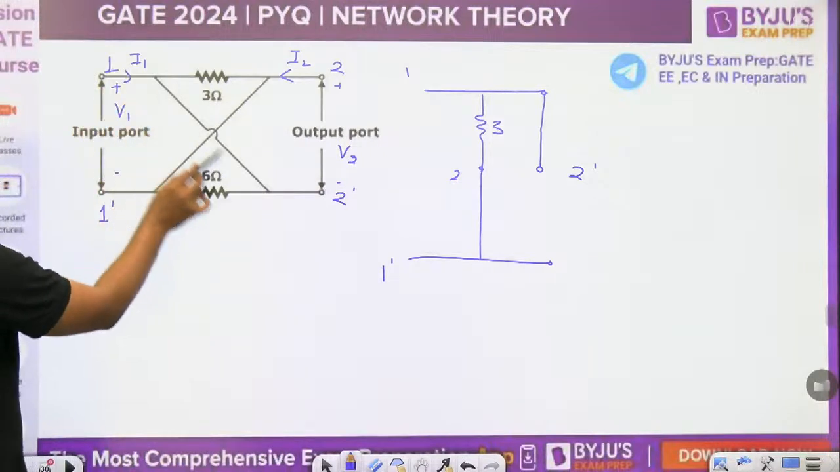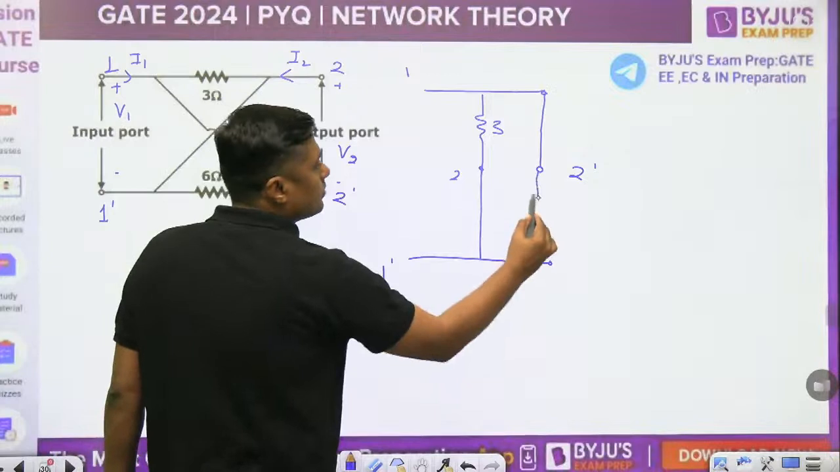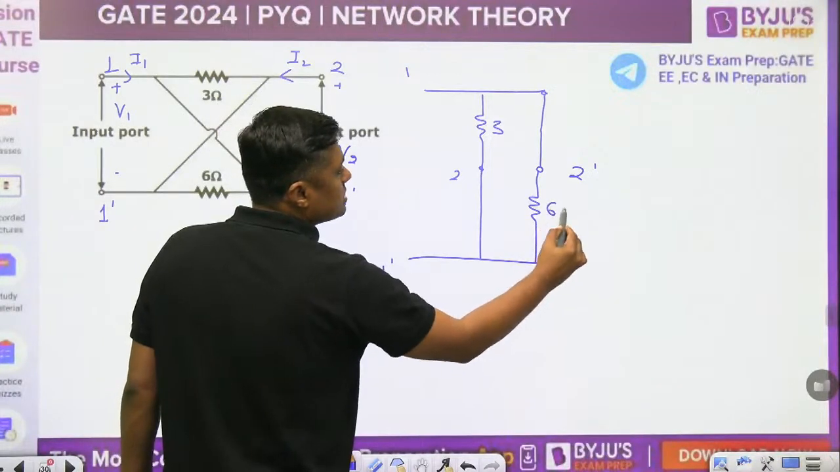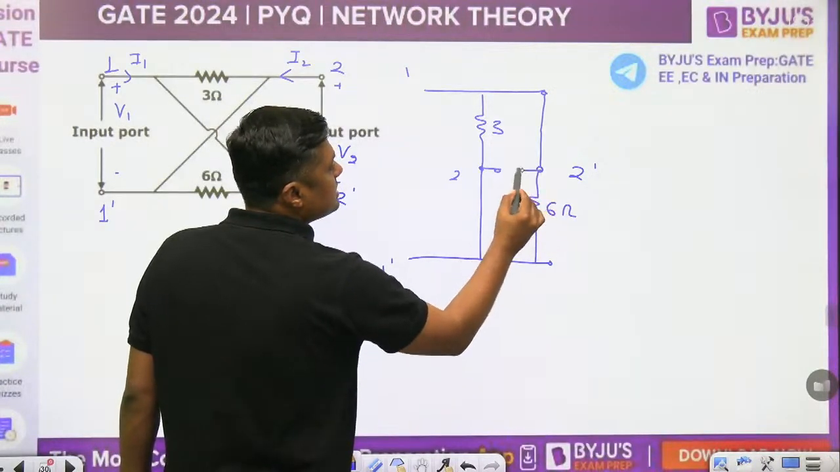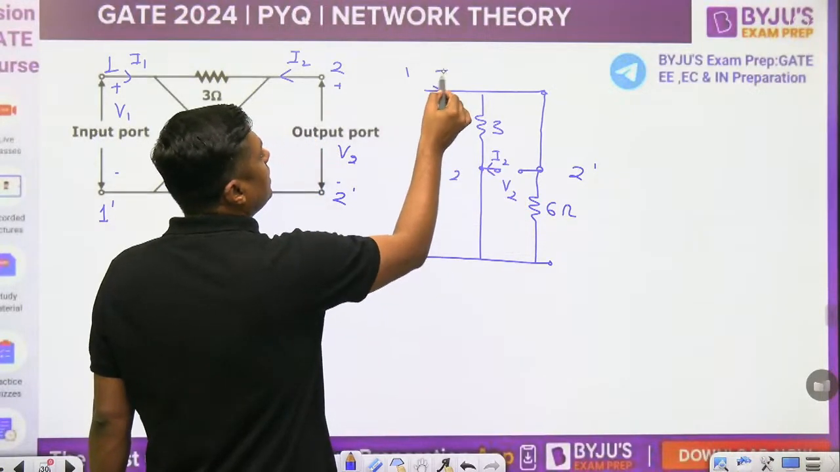1 and 2 dash, short circuit. And between 2 dash and 1 dash, 6 ohm. And that is the case. This is the V2 and this is the I2. And this is the I1 and that is the V1.